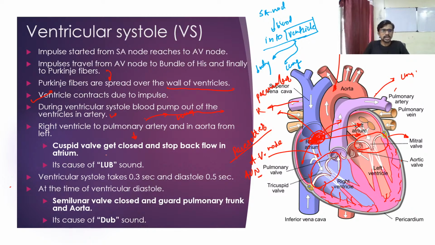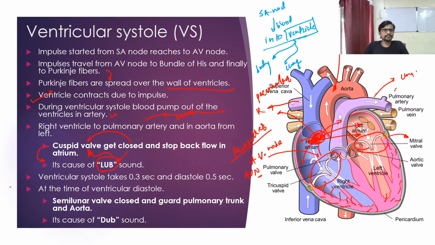So the closing of the cuspid valve results in a sound. We call it a lub. Okay, we know the sound of the heart is lub dub. So the lub sound is because of the cuspid valve, which is placed at the atrioventricular end. The lub sound is because of the closing of a cuspid valve. Guys, do not write only cuspid valve. Write the closing of a cuspid valve makes the sound like a lub.